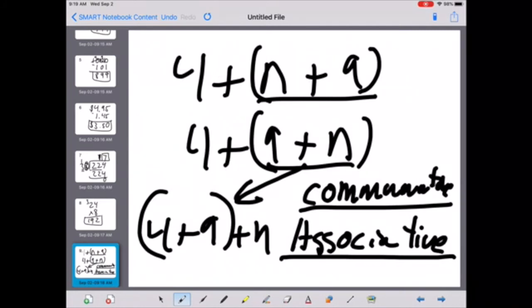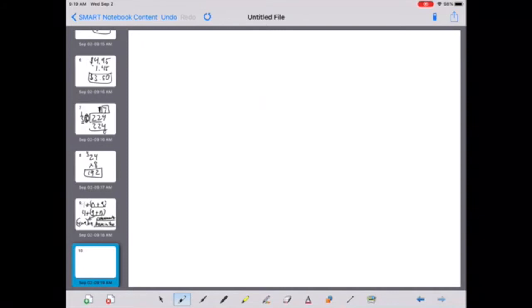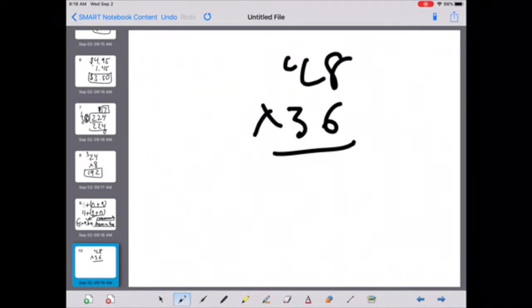Number 19. I have numbers next to each other in parentheses. That means multiply. So I have 48 times 36. Quick review, parentheses next to each other like that means multiply. It doesn't mean do first because there's nothing to do inside the parentheses. So I'm simply multiplying. 4 times 8 is 48, carry the 4. 6 times 4 is 24, plus 4 is 28. Add a 0 to move me to the tens place.